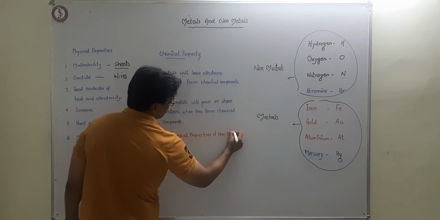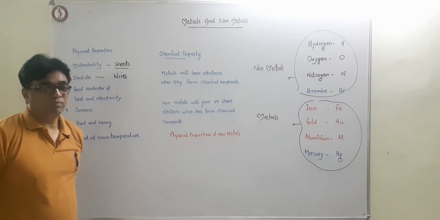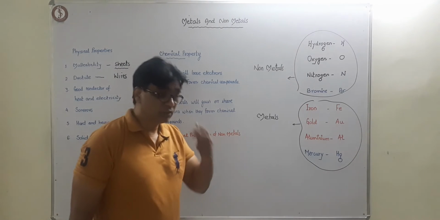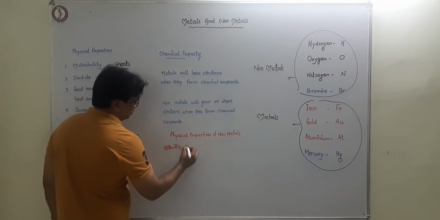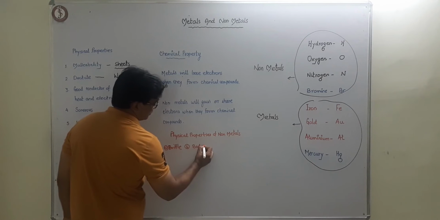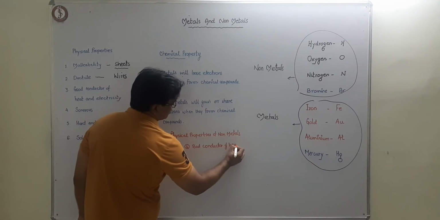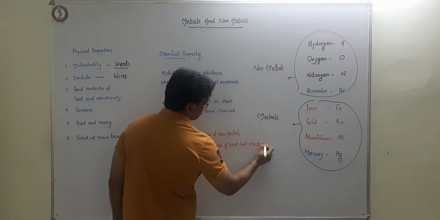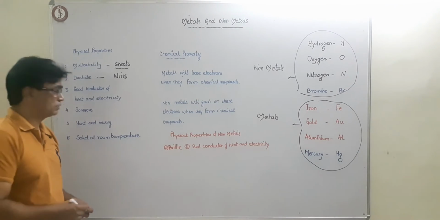Now malleability is not there in any non-metal, because non-metals are gaseous mainly, or solids which when hit break up. So non-metals are actually brittle. First property is they are brittle, that means when they are hit they break up. They are generally bad conductors of heat and electricity. They have low melting point and boiling point, that is why some of them are gaseous.